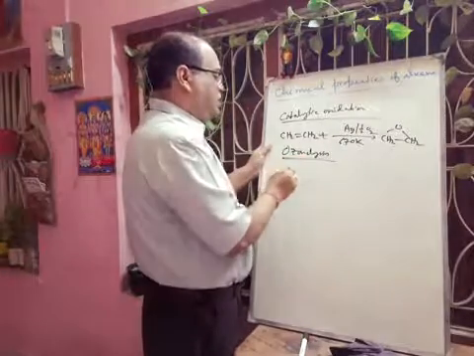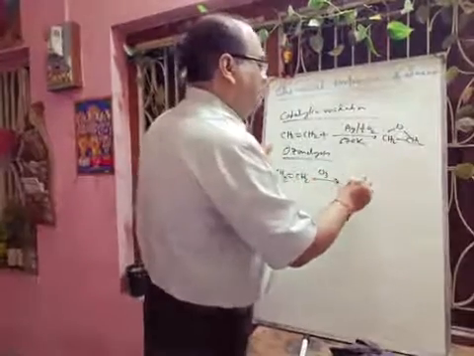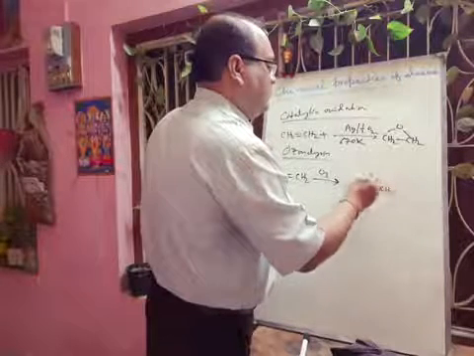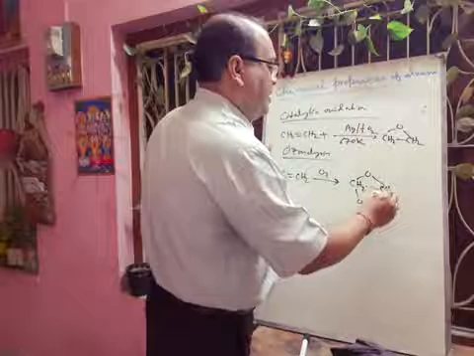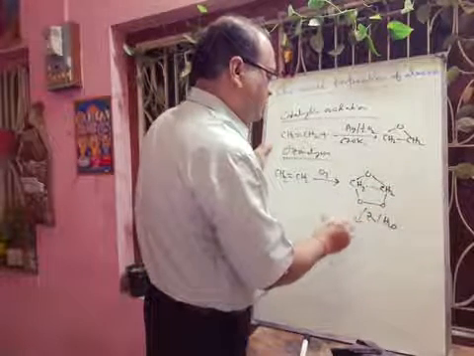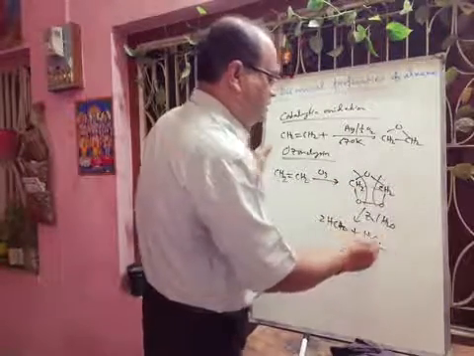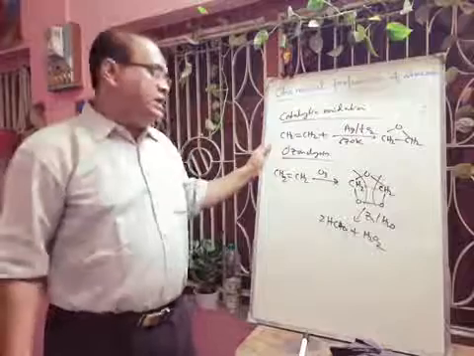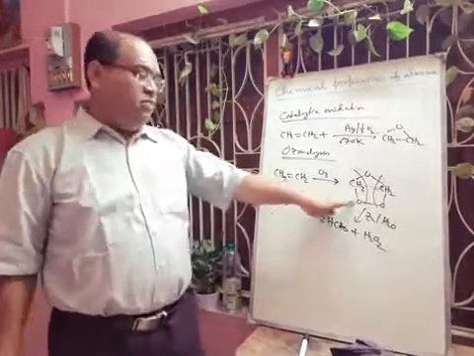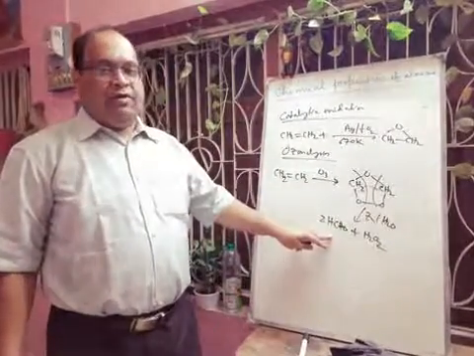So CH2 double bond CH2, ethylene. Whenever you will add ozone, then there will be formation of ozonide, ethylene ozonide. And whenever you will add zinc and water, then there will be formation of formaldehyde. So this bond will break here and you will get this one, and hydrogen peroxide will be formed. So this reaction is called ozonolysis. By ozone, first we are getting that ozonide compound, then by zinc and water we are breaking this ozonide and we are getting that formaldehyde.